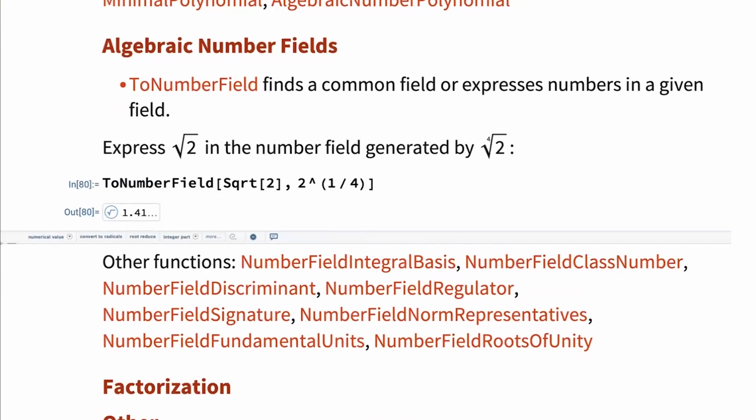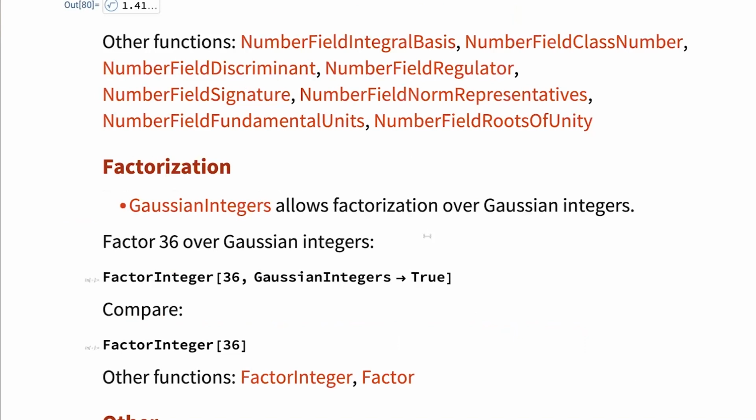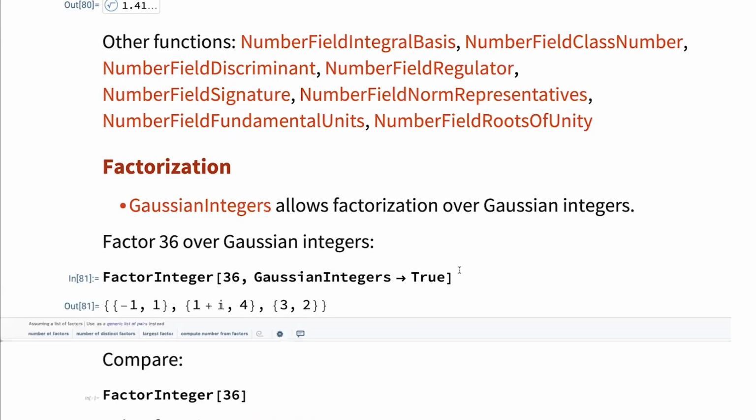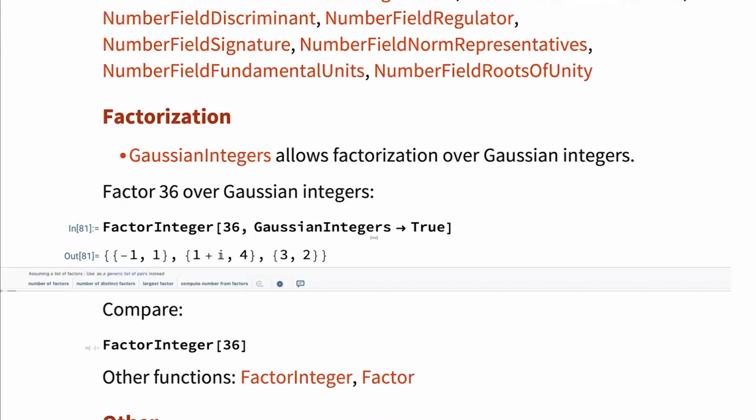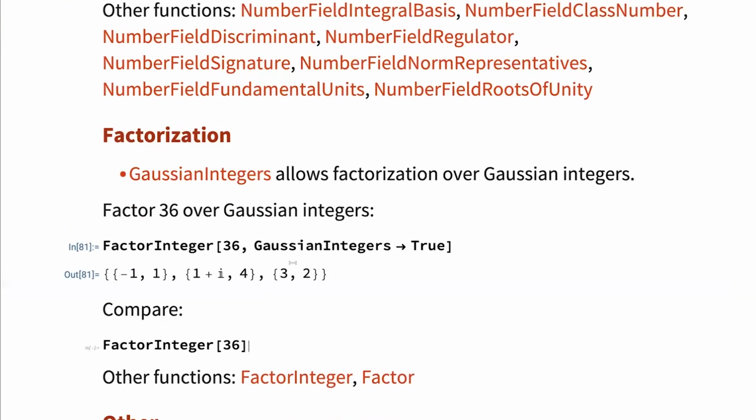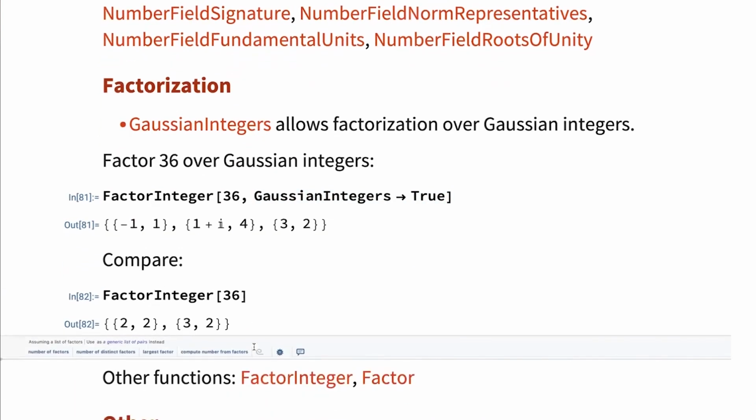Let's go back to factorization. Gaussian integers allow factorization over the Gaussian integers. So we can factor 36 over the Gaussian integers, and this is the factorization. If we skip this option and just say FactorInteger of 36, we are in the field of natural numbers and we just get the prime factorization of 36. But if we add this, then we get it over the Gaussian integers.